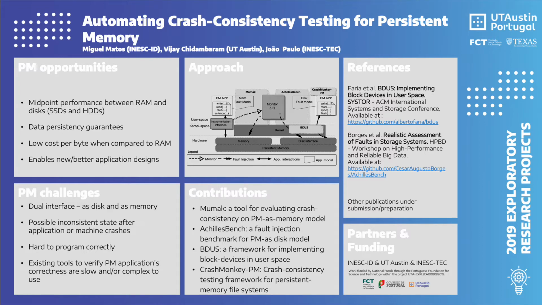Persistent memory provides two different abstractions to the programmer: either direct access to the memory and hence acting like regular memory, or a block device abstraction and hence acting like a regular disk. Without crashes, persistent memory offers the best of both worlds: speed and persistency. Unfortunately, persistent memory benefits come at the cost of potential inconsistencies when the application or the machine crashes.